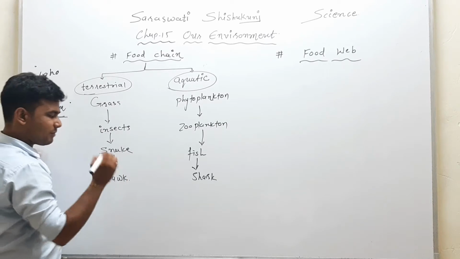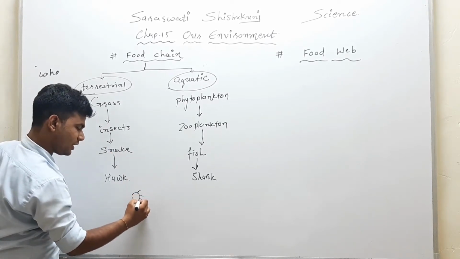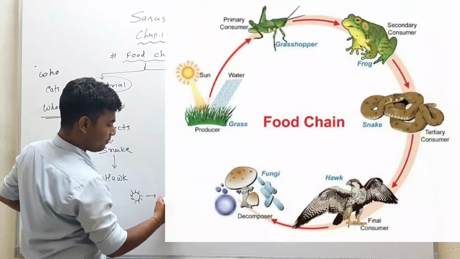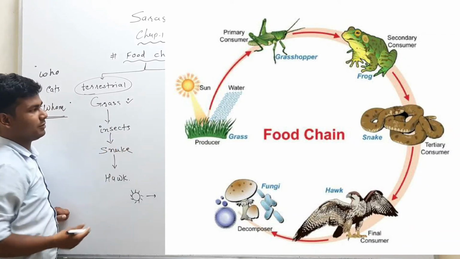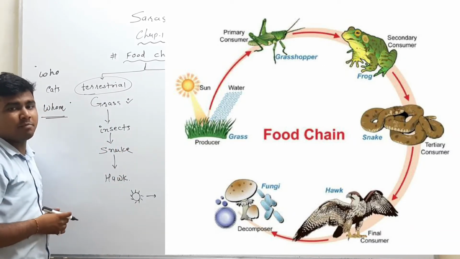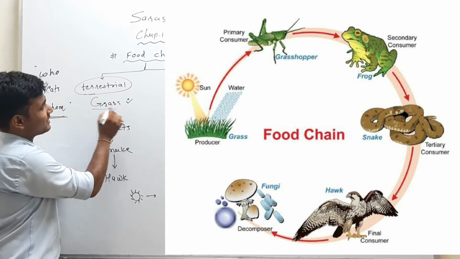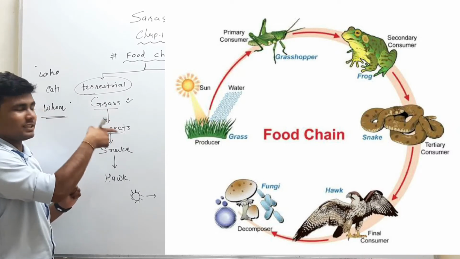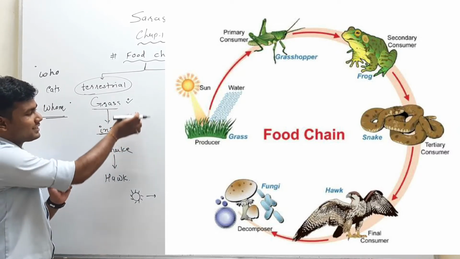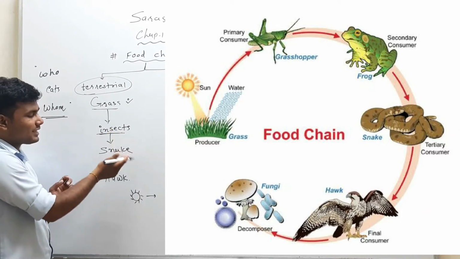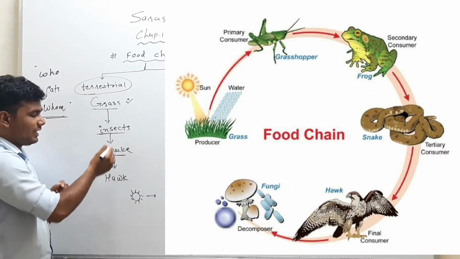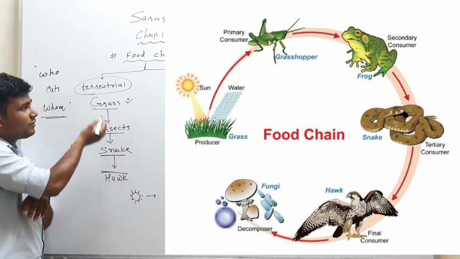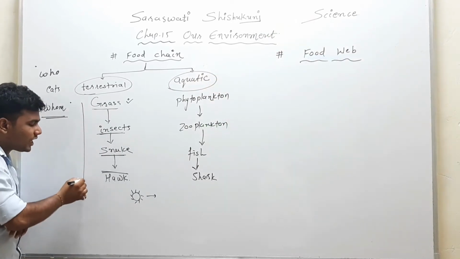As we all know, the sun is generally the main source of energy on this planet. By that sun, plants, means the grass, will obtain its food with the help of the photosynthesis process. This grass is eaten by insects. So see, what is eaten? Grass is eaten. By whom is it eaten? It is eaten by insects. Insects are eaten by snakes, and snakes are eaten by hawks. So this way it will give you the concept of food chain.